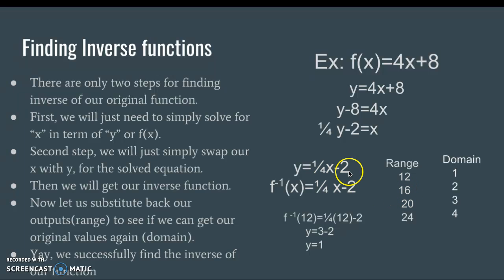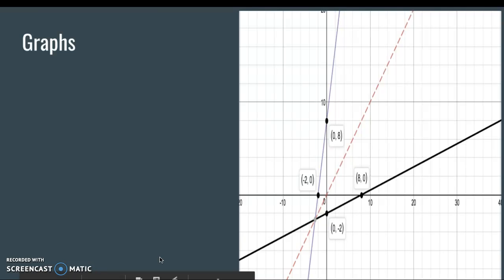Let's substitute 16 into the x. 16 divided by 4 equals 4. 4 minus 2 equals 2. Now we'll try 20. 1/4 of 20 is 20 divided by 4, which is 5. 5 minus 2 equals 3. And 24: 24 divided by 4 equals 6. 6 minus 2 equals 4. Yeah, we successfully found the inverse of our function.